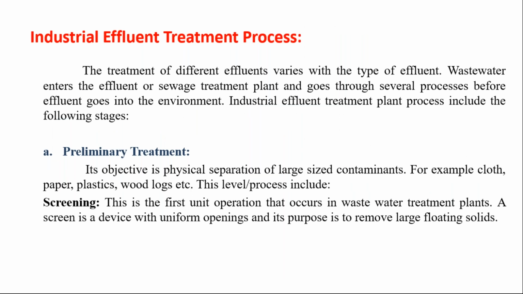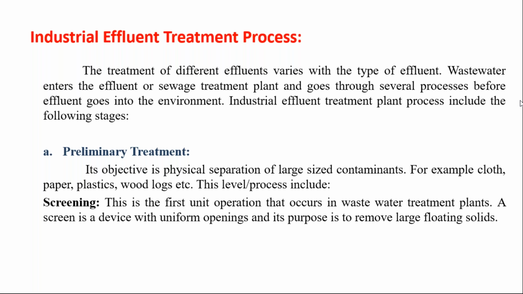So industrial effluent treatment processes have these stages, like preliminary treatment. We have already discussed screening, so preliminary treatment is nothing but screening. If you want to separate out large size contaminants, for example cloth, paper, plastic, wood logs, etc., then we can go for screening. This is the first unit operation that occurs in wastewater treatment plants. A screen is a device with uniform openings and its purpose is to remove large floating solids.